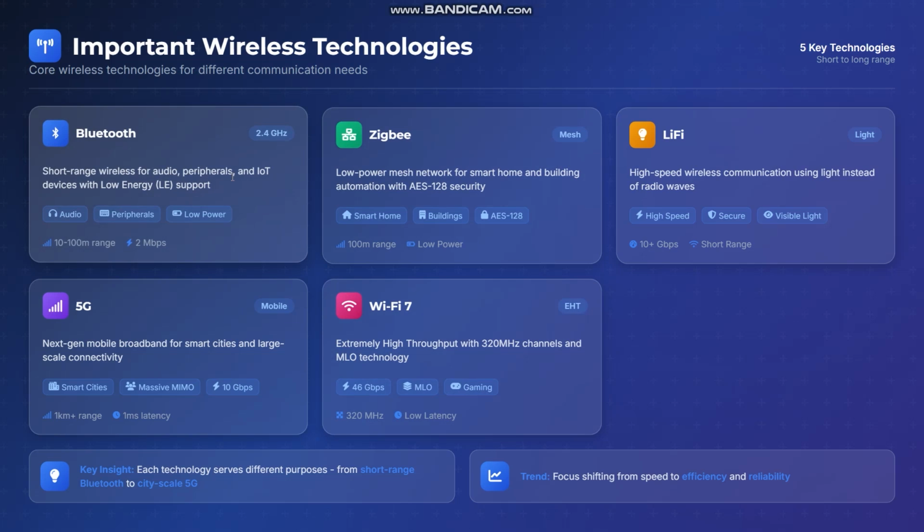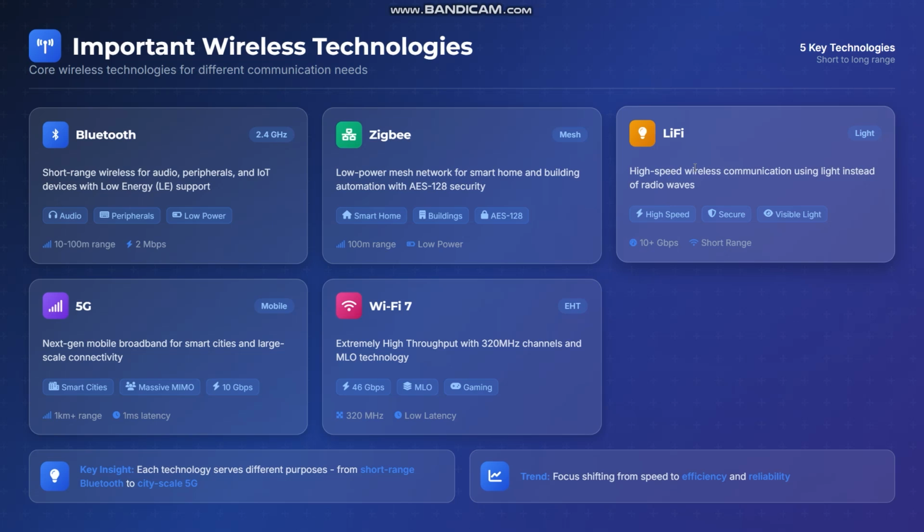The second one is Zigbee. Zigbee is designed for low power IoT applications. It uses a self healing mesh network, which makes it suitable for smart homes, commercial buildings, and sensor based systems with many connected devices. The third one is Li-Fi. Li-Fi is another wireless technology that uses light instead of radio waves. It is often discussed as a high-speed alternative in certain environments.